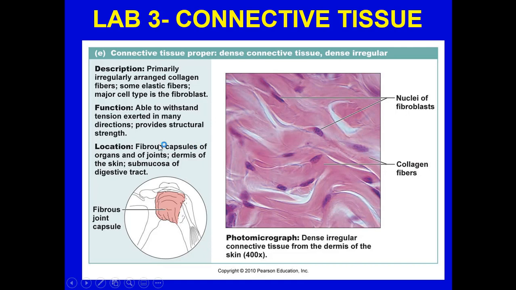You're going to find this very commonly in fibrous capsules of organs and joints, the dermis of the skin, keep that in mind, as well as the submucosa of the digestive tract, okay? Notice that the predominant cell here again is fibroblasts.